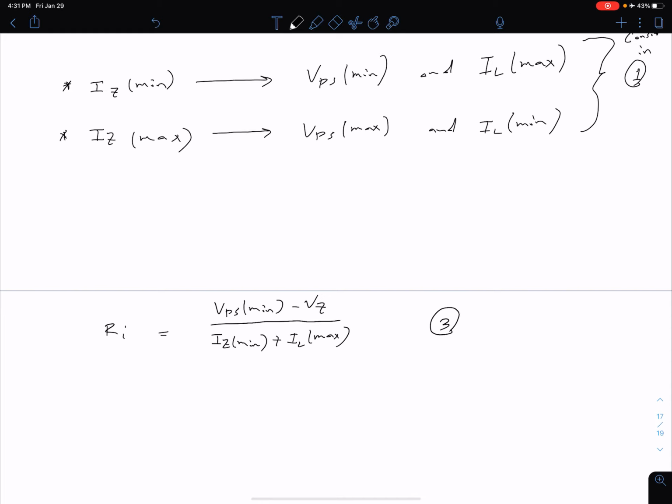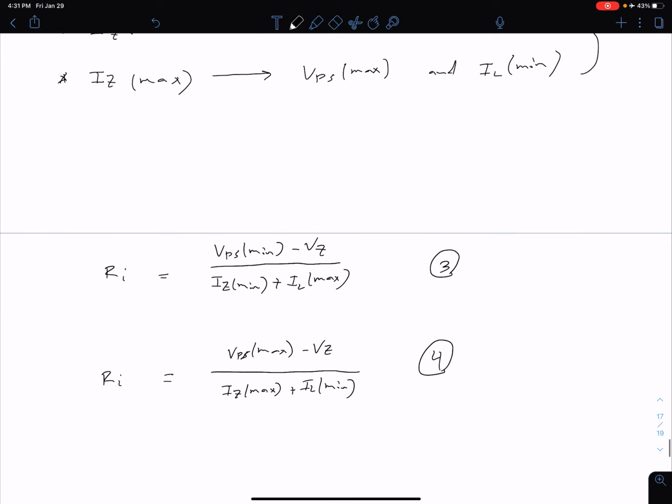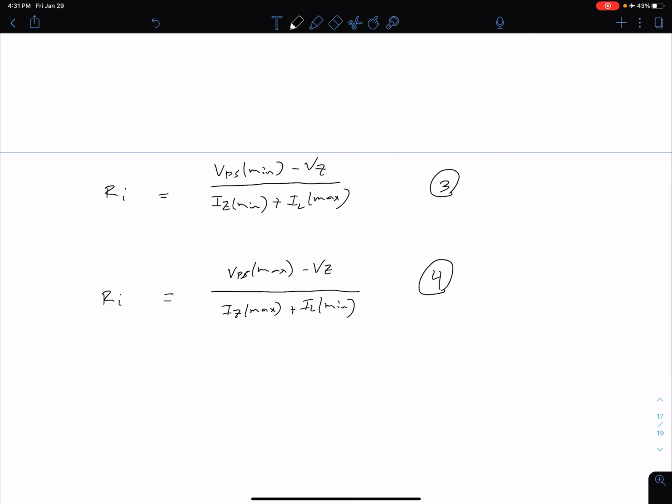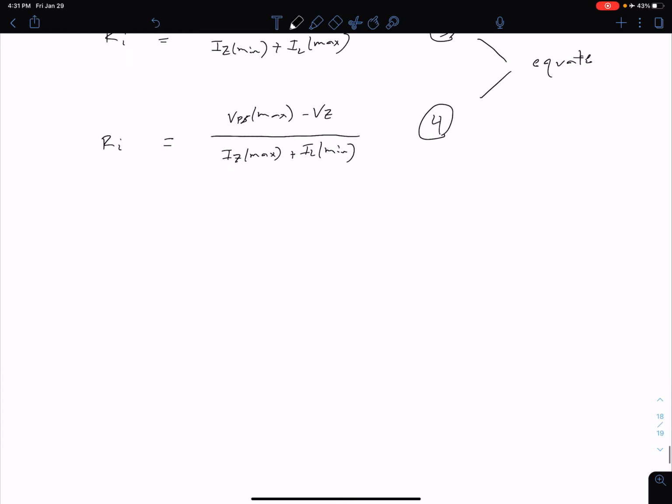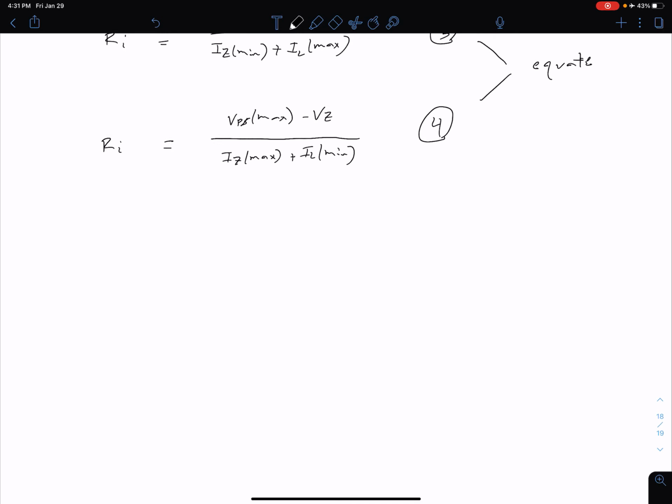And then if we do this second case for our IZ max, we can say Ri is equal to VPS max, so everything's just going to swap here, minus VZ divided by IZ max plus IL min. Let's call that equation 4. Obviously we can now equate equation 3 and equation 4 because both of those are expressions for Ri, which of course should be the same. So equating those two, we then have the following.